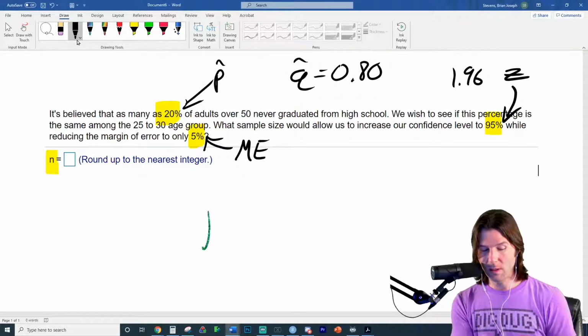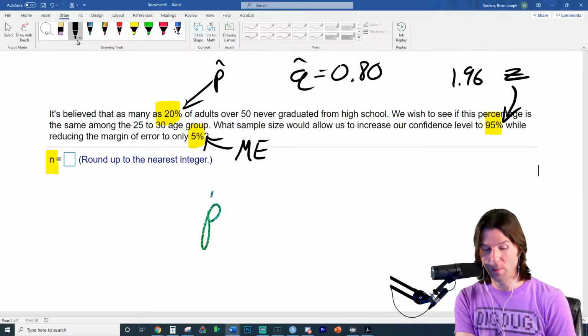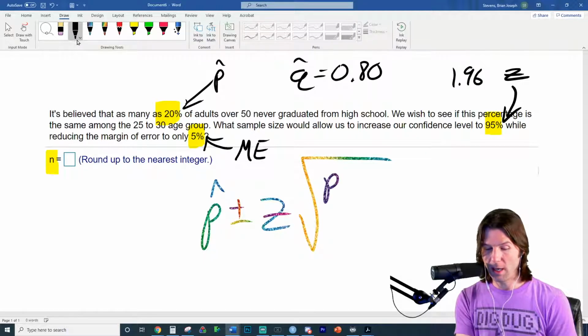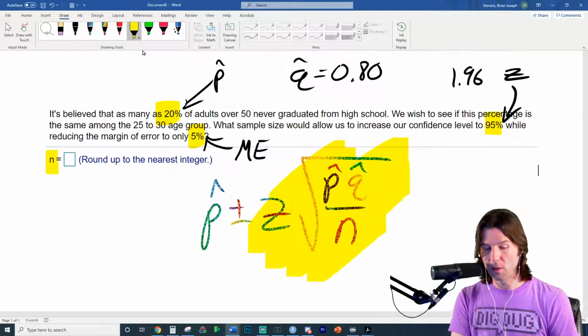So when we look at the equation, okay, we're using rainbow pen. p hat plus or minus the z-score, square root, p hat, q hat over n. This part over here is the margin of error.